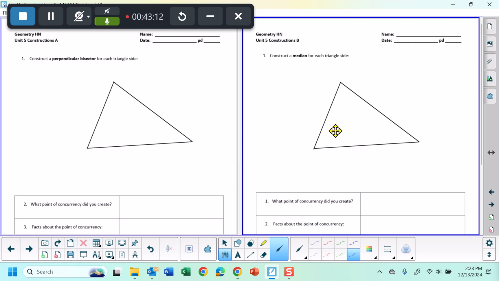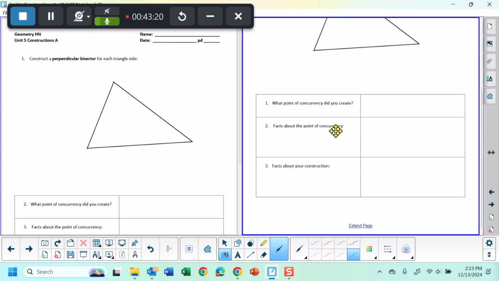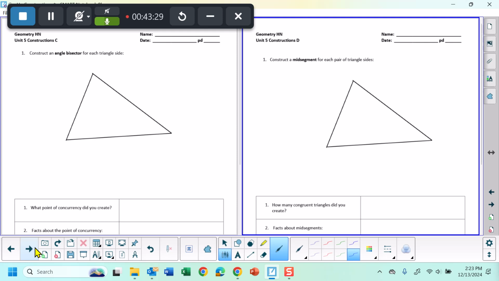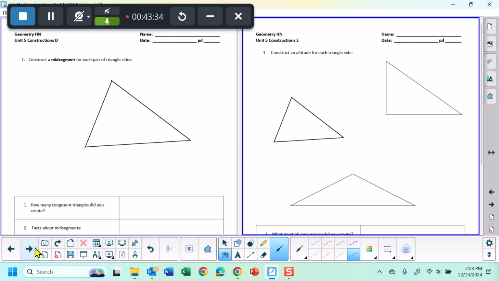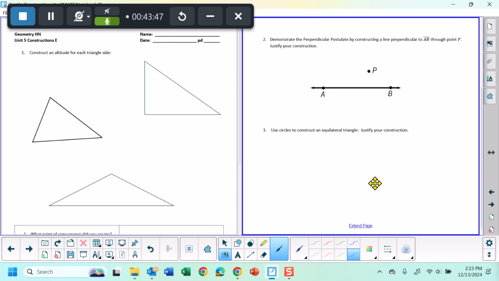Page 2. Construct a median for each triangle side. What point of concurrency did you create? Facts about your point of concurrency and facts about your construction. Quiz C. Construct an angle bisector. Quiz D. Construct a mid-segment. Quiz E, construct an altitude. Look at that one. You get an acute, right, and obtuse triangle for this one. Construction F, a parallel through a point not on the line, a perpendicular through a point not on the line, and construct an equilateral triangle using circles.